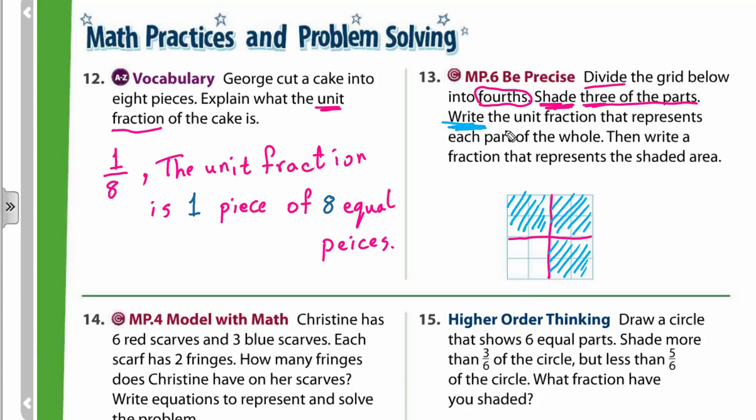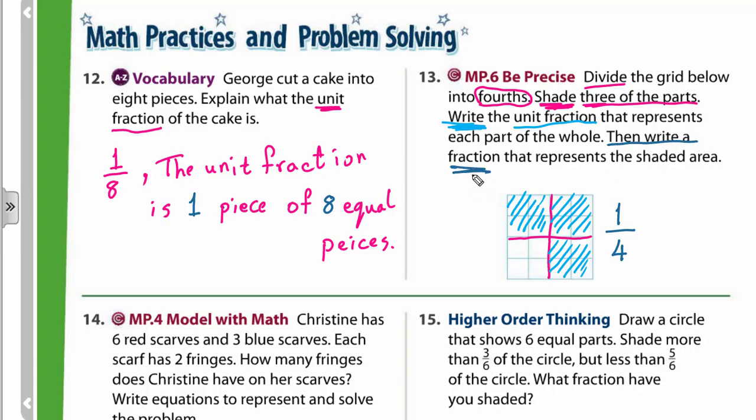Write the unit fraction that represents each part of the whole. Okay. Stop. What is the unit fraction? 1 over total. Yes, 4. So each part here is 1/4. Okay, let's continue.